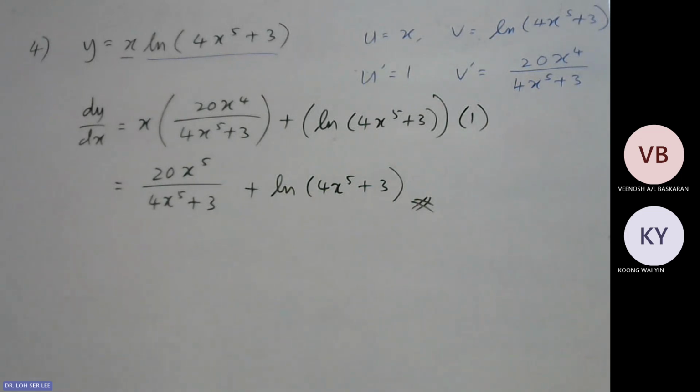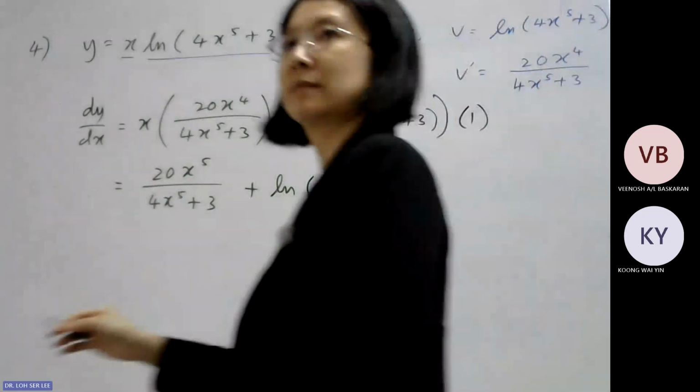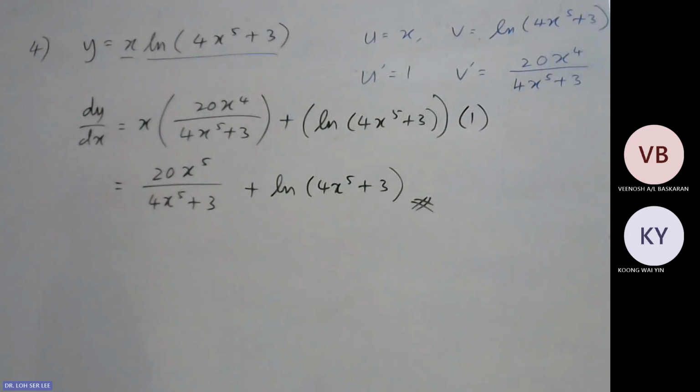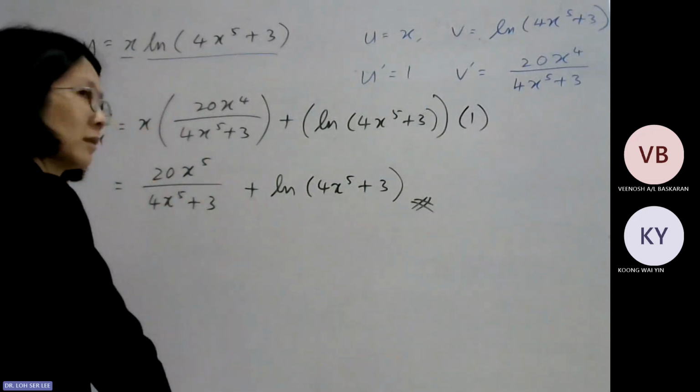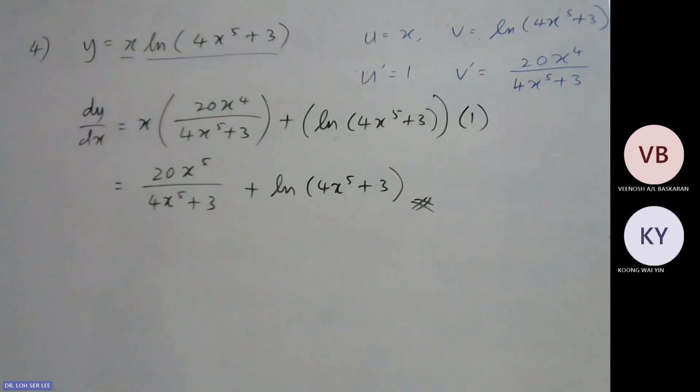Okay, done? Can I round it off? Okay, number 5, you have to use quotient rule. Okay, quotient rule. We use the same way to differentiate the ln 2x.